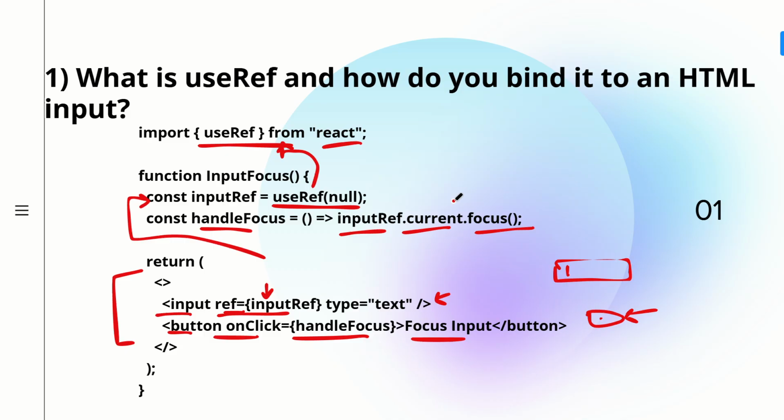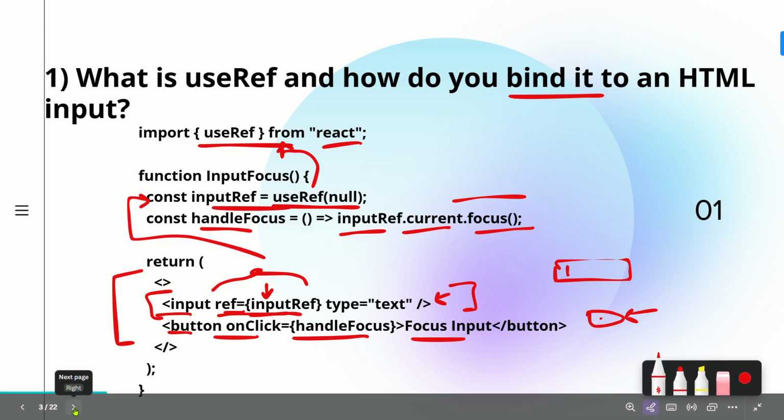Apart from focusing, you can also style the element. There is inputRef.current.style.backgroundColor or border. All these things you can do by using inputRef. So this is how we make use of the useRef hook given to us in React.js, and this is how we can bind it to an HTML input. This is our normal HTML input element. For binding, we have to make use of the ref property, where we assign our inputRef constant variable, which we declared using the useRef hook.